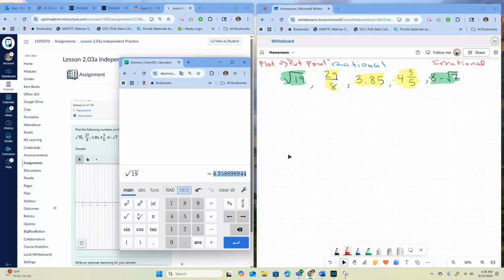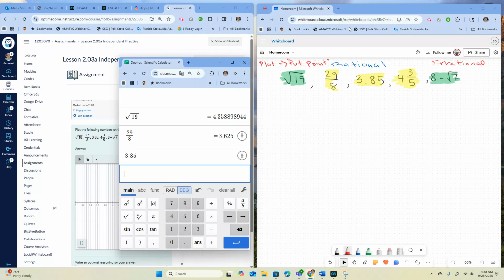Now here's what I want you to do. What I want you to do is look at any of these numbers that are decimals. In fact, you know what? I'm gonna do something better. I'm gonna put all of these numbers in the calculator. So there's square root of 19. Let me go to another line. Now I'm gonna put the fraction 29 divided by 8. Remember, a fraction is really a division problem. Okay. Let me go to the next number, 3.85. That one, there's nothing to do because it's already as a decimal.